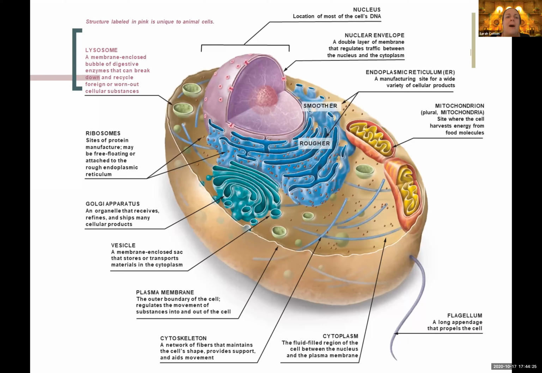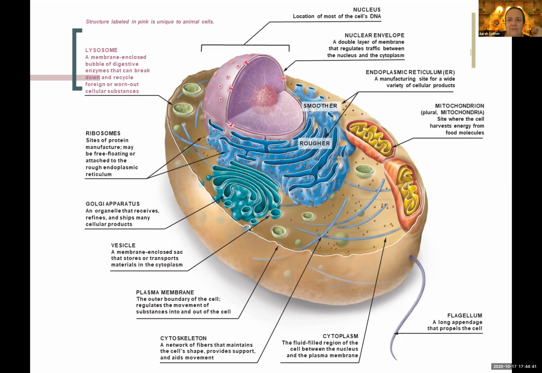Notice that the things that are labeled in pink are things that are unique to animal cells. It's not really that many. It's just the one. Okay, my video is laggy.